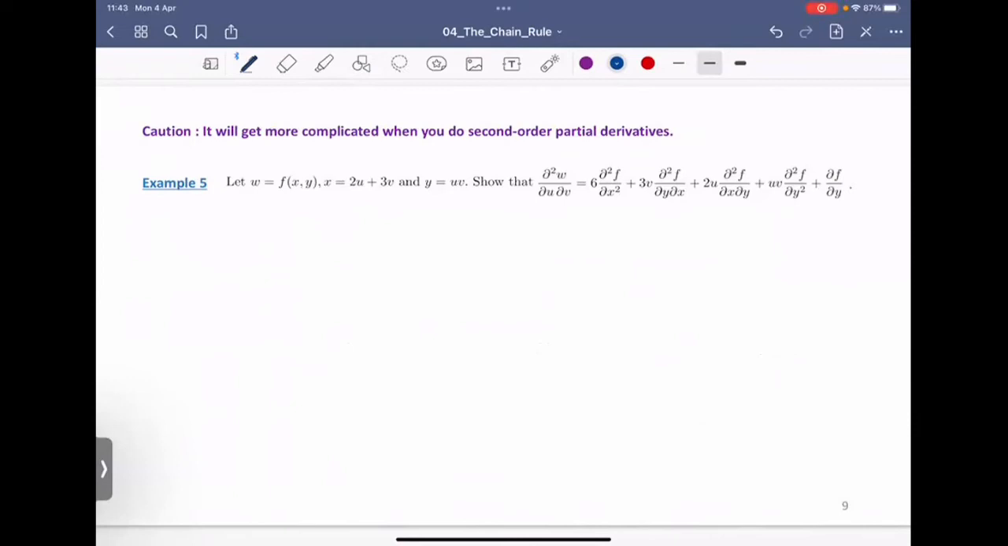Okay, let's go. So we have w equal to f(x, y) here, which means you have w is a function of x and y, and then x is 2u plus 3v, so x is a function of u and v. And then y equal to uv, so y is uv. Okay, this here looks simple.